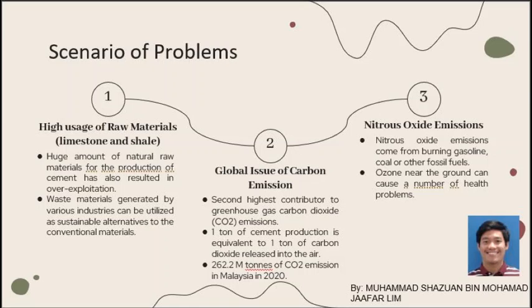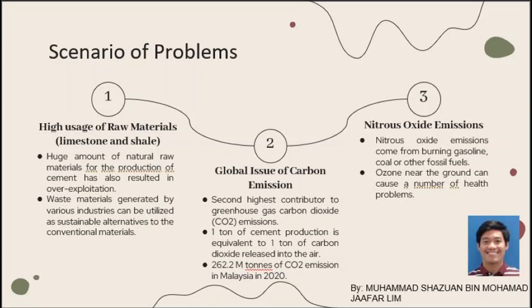For the first point, high usage of raw materials, which is limestone and shale. The use of a huge amount of natural raw materials for the production of cement has also resulted in over-exploitation of the natural reserves of natural resources and a corresponding deterioration of the environment aesthetic and alteration on ecosystem.